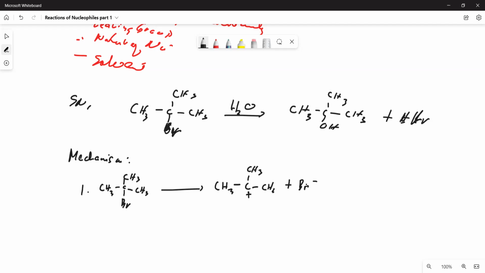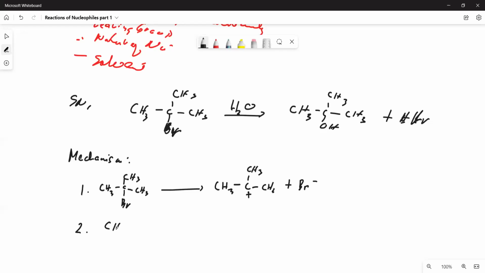Here, the leaving group leaves the carbon, and that is obvious because it's too crowded, so it has to leave. It cannot wait for the nucleophile to attack. So there is a carbonium ion intermediate that is formed.